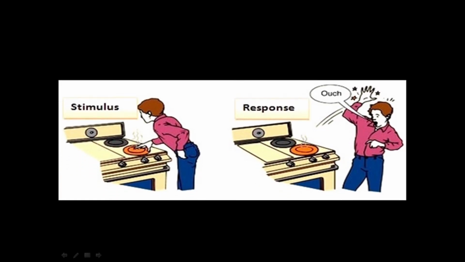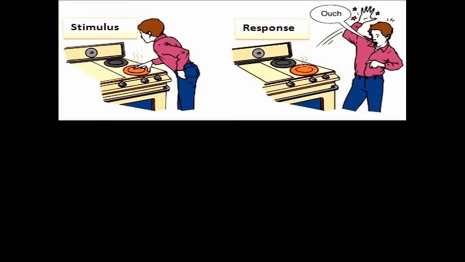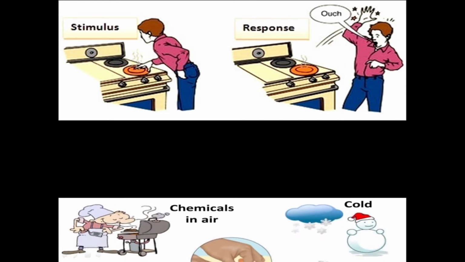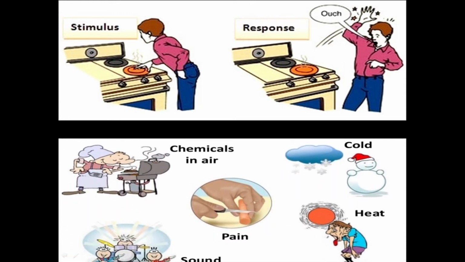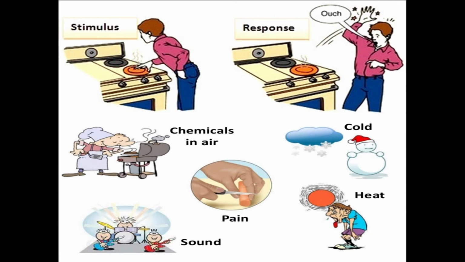Response to stimuli. The living organisms have the ability to respond to external stimuli. The external stimuli may be heat, pain, touch, light, etc. The response or sensitivity is brought about by making adjustments in their structure, function, and behavior.